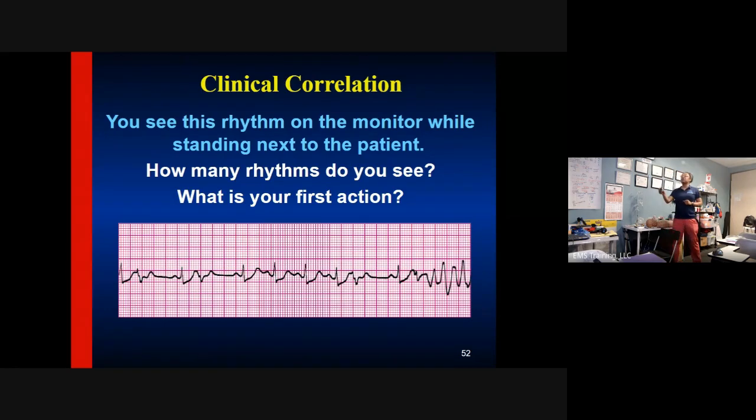All right. You see this rhythm on the monitor while you're standing next to the patient. What would you do? Well, first, I hope you would check the pulse, because at the end of this rhythm right here, they're going into VFib. So you want to check the pulse. Ma'am, sir, are you okay? Check the pulse. No pulse, no breathing. We're going to activate our emergency response system and start CPR, beginning with compressions first. We'll have somebody go get the AED, and we're going to attach the AED.